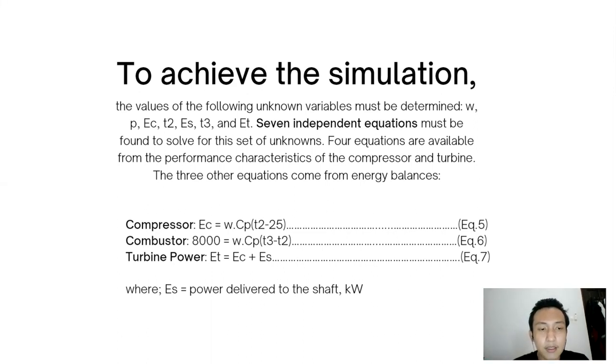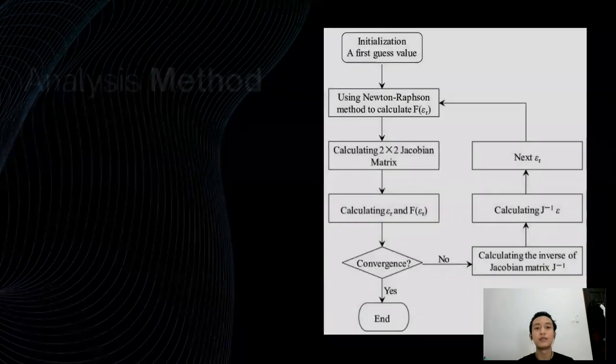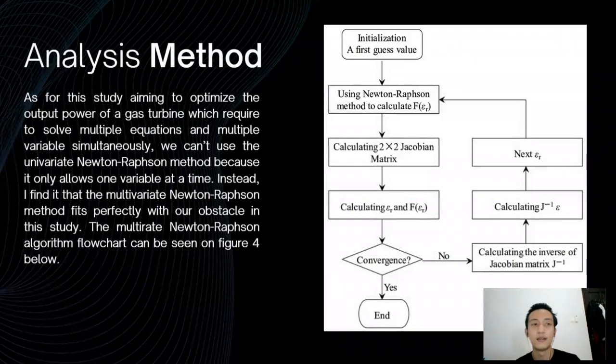And the last equation is we study the turbine power, where the equation is ET equals EC plus ES, where ET is energy transferred by turbine, EC is energy transferred by compressor, and ES is power delivered to the shaft in kilowatt. And this is our seventh equation in total. So from these seven equations, we next jump to the analysis method.